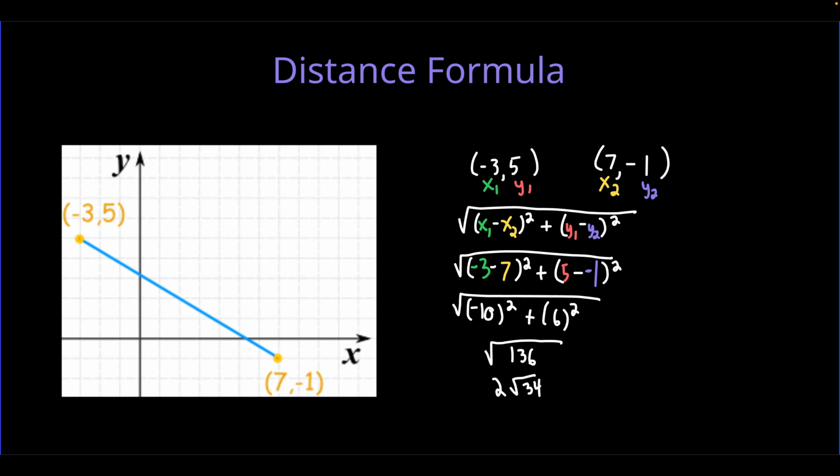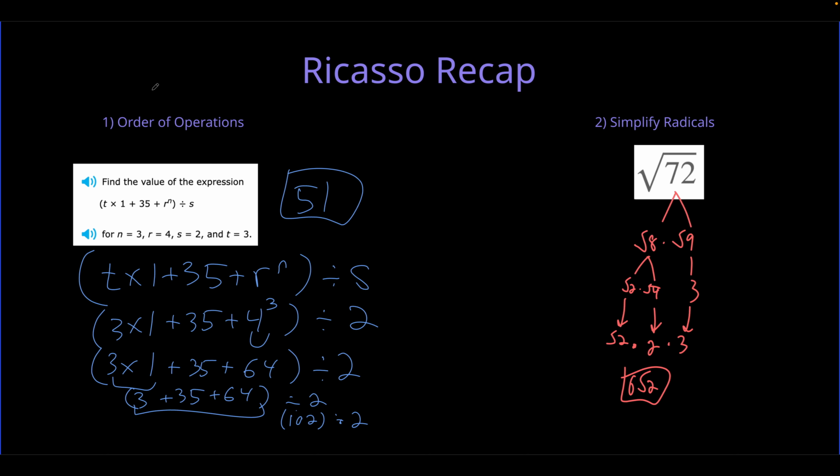Today we're going to be talking about the distance formula, so similar to the problem that you see up on the screen here. For your recap, you should already know about order of operations and you should know how to simplify radicals. If you want refreshers on either of these topics, there'll be videos in the description. Please go watch those before you start this lesson. All right, new lesson starts now.